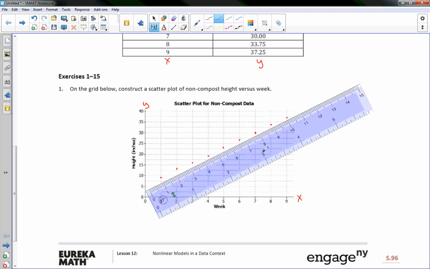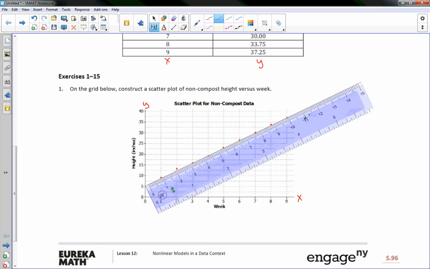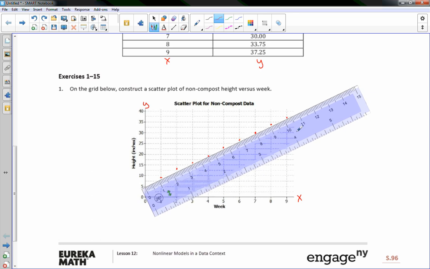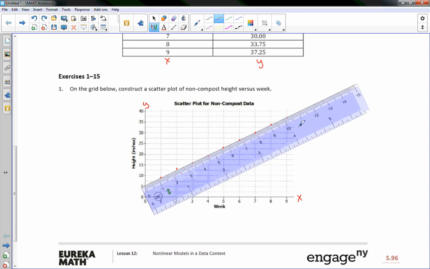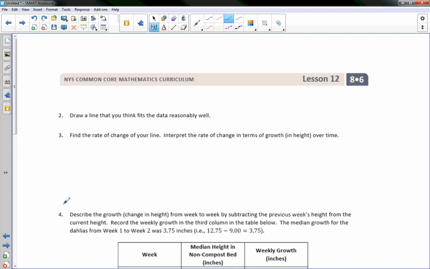Okay, so I'm looking at my data points here. If I line it up with the first and the last, actually this data is pretty darn close to a perfect straight line. So my line of best fit, I'll use green so you can see it, is going to be right here. There is my line of best fit. Those data points are pretty close. That's pretty strong correlation.